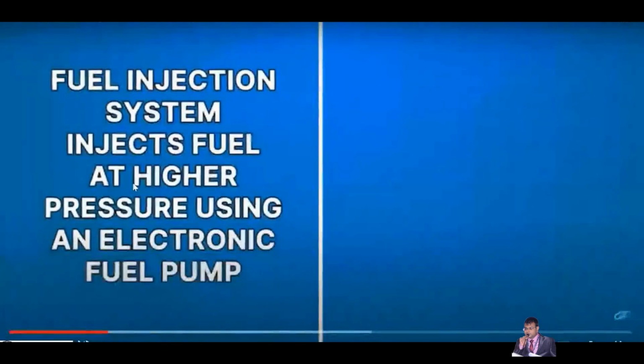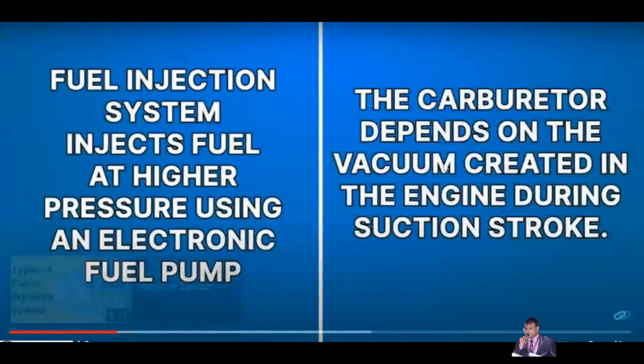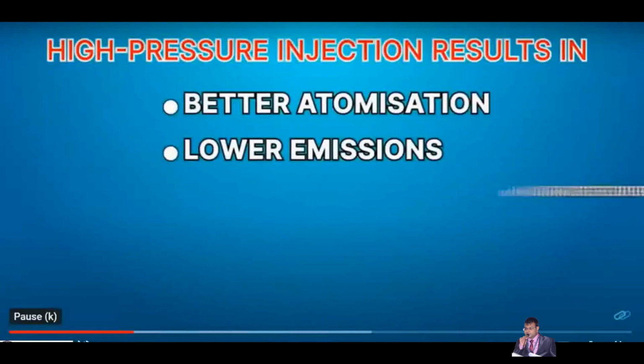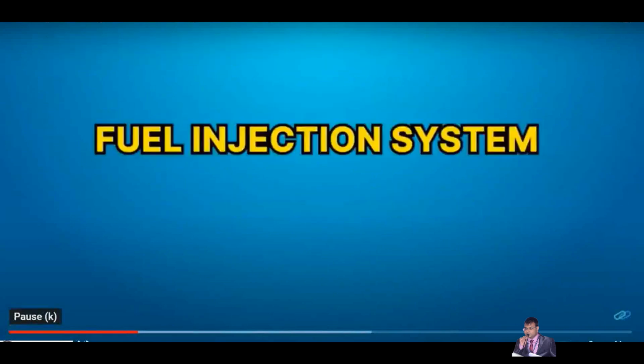The fuel injection system injects the fuel at high pressure using an electronic fuel pump. Whereas the carburetor depends on the vacuum created in the engine during the suction stroke, and that is the reason we cannot rely on the carburetor. Even the atomization is not better in the case of the carburetor. That's why we go for a high pressure injection system. Basically, the multi-point fuel injection system or gasoline direct injection will help increase the atomization, lower the emission, and also increase the power.